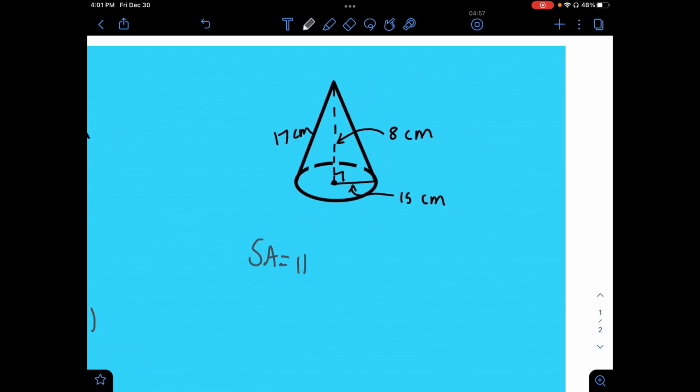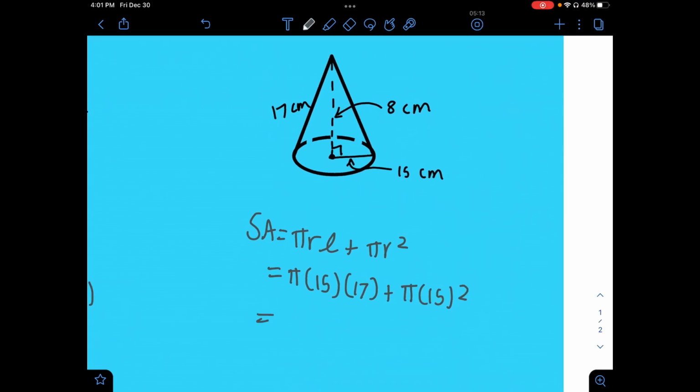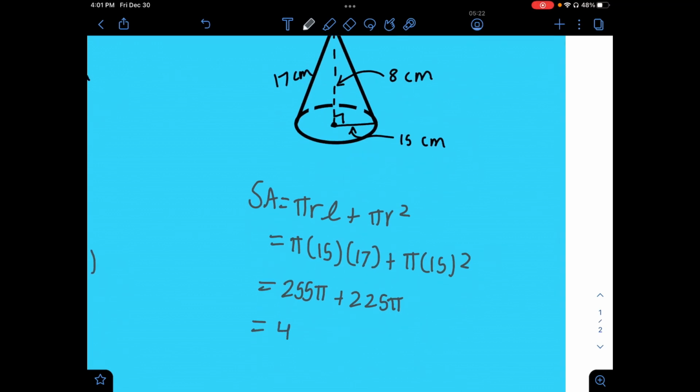And last, for our cone, for the surface area, you do pi times the radius times the slant height plus pi r squared. So our radius here is 15, and this is our slant height. So we multiply it by 17 plus pi times 15 squared. So over here you get 255 pi plus 225 pi, which gives us an answer of 480 pi.